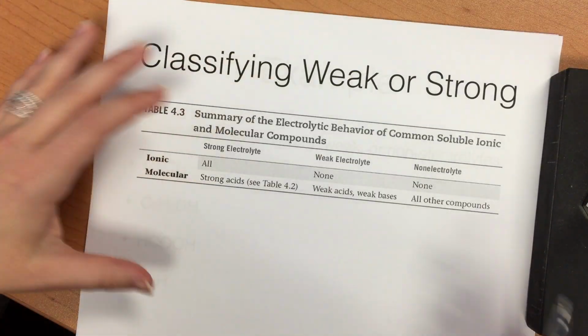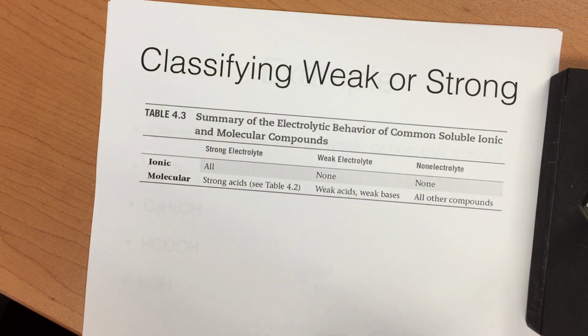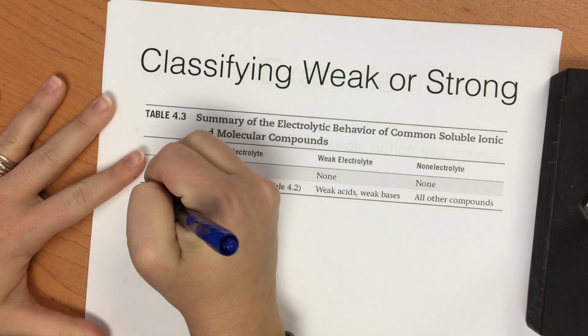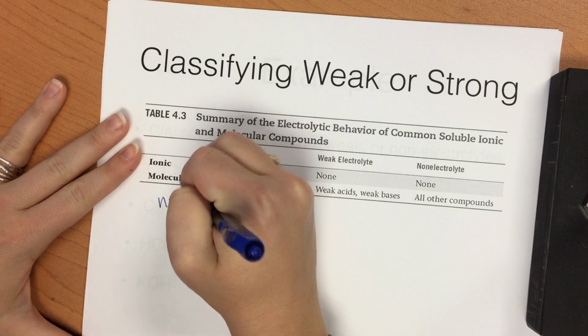So if you are not a strong acid or a strong base, then it turns out that you are a weak acid or base. And so in this case, these are going to not completely ionize.